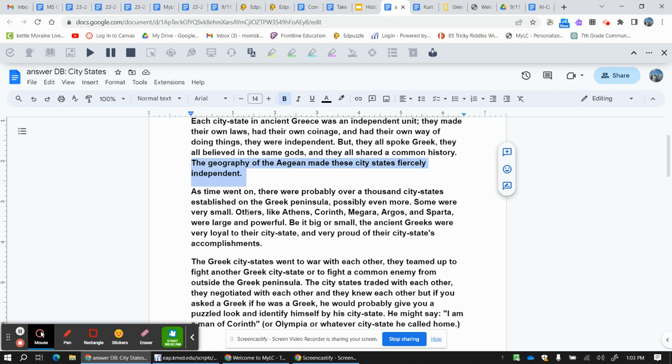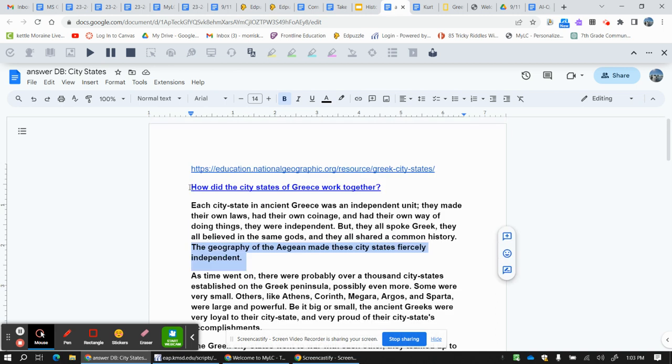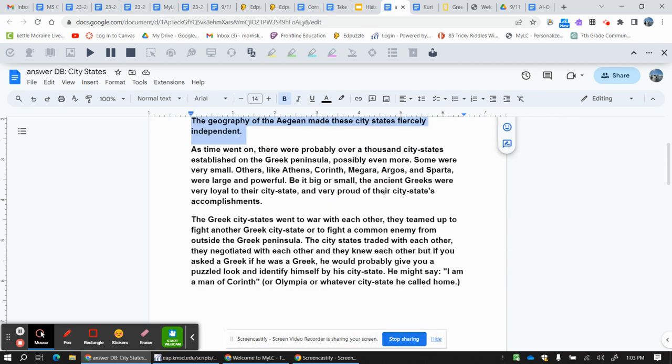I've read this article, and remember, my how, I'm trying to answer this: how did the city-states work together? In reading this article, I found it right here. The city-states traded with each other. They negotiated with each other, and they knew each other. So this is the how. This is the part about how, and it kind of answers the question. So I'm going to take this information and put it over here.